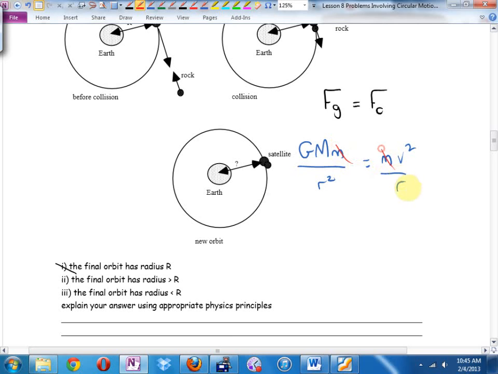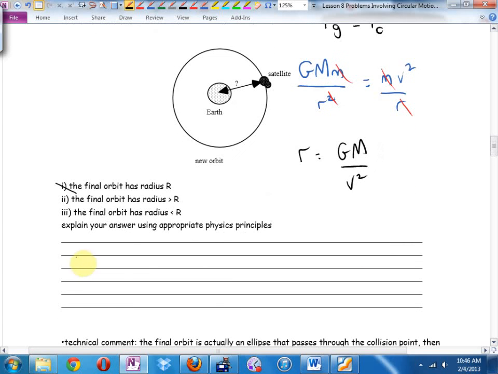Yay! A mass cancels. Yay! 1 r cancels. But here, I don't want to get the v by itself. I want to get the r by itself, because I want to see how r is affected by the speed. How do I get the r by itself? I think the v squared and the r can just swap places, yes? So we get this. In fact, let's write that down here in our little space to the right. R orb equals big G, big M, all over V orb squared.